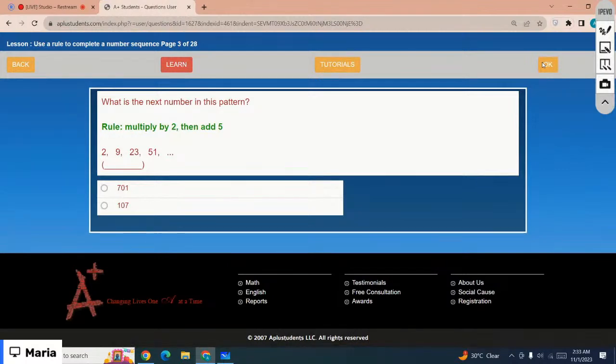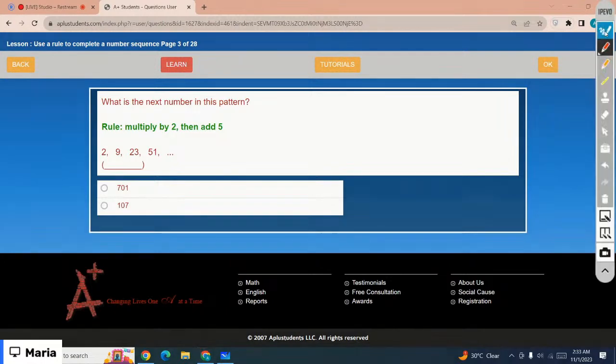Basically, in these examples, you are just given add 5, but it can be any number, right? Okay, multiply by 2 and add 5. So the last number is 151. Just multiply that by 2 and then add 5.